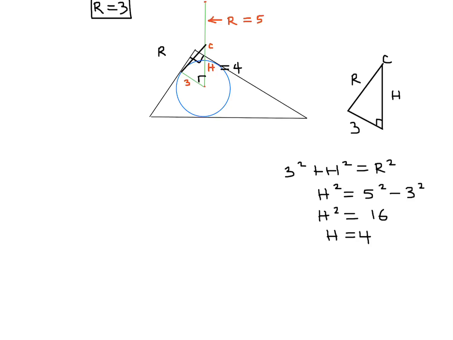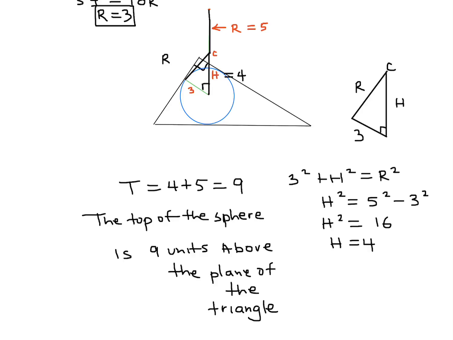We want to know the distance from the plane of this triangle, which is right here, all the way to the top. Well, from here to here is 4. From here to here, the center to the top is 5. So therefore the total distance is 4 plus 5, which is 9. The top of the sphere is 9 units above the plane of the triangle.